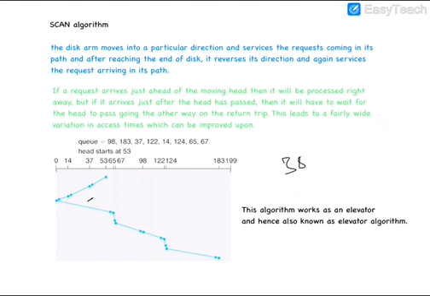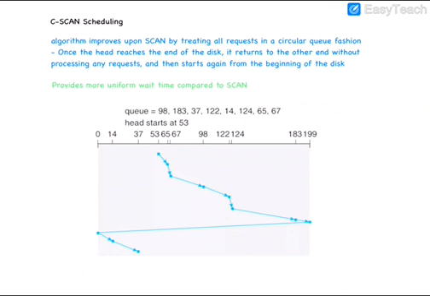So this algorithm is also called the elevator algorithm. Elevator is nothing but the concept of a lift. How a lift works is that it starts from the down floor, moves on to the up floor, and again comes back to the down floor. So that is why this is called the elevator algorithm. Okay, so next we will be seeing C-scan scheduling, that is circular scan scheduling. It is an improvement of scan.